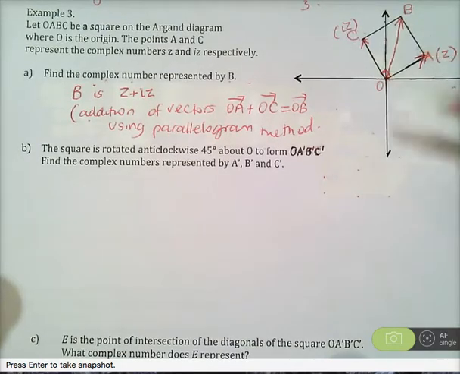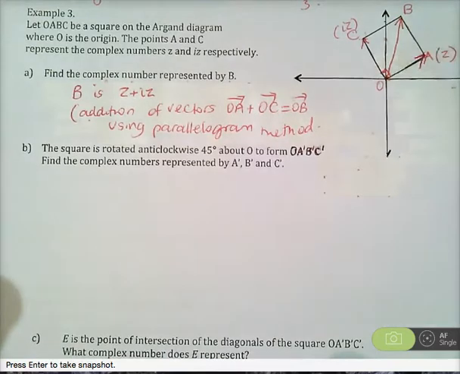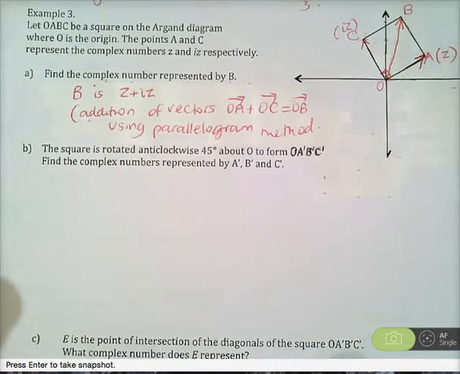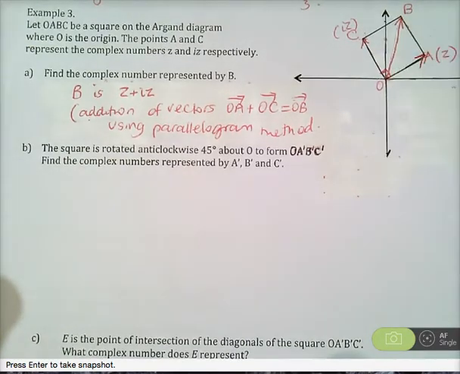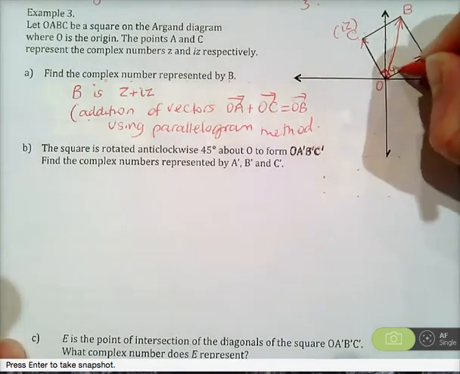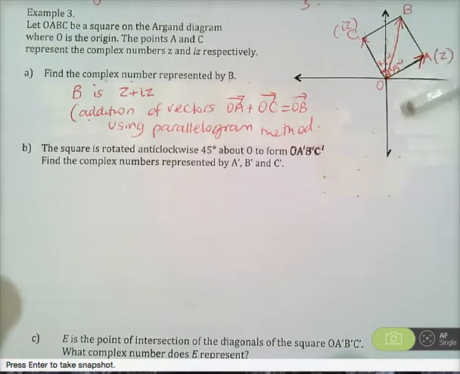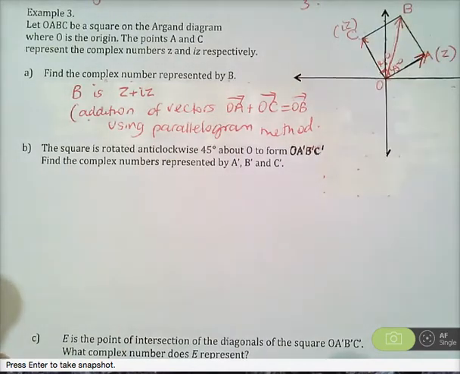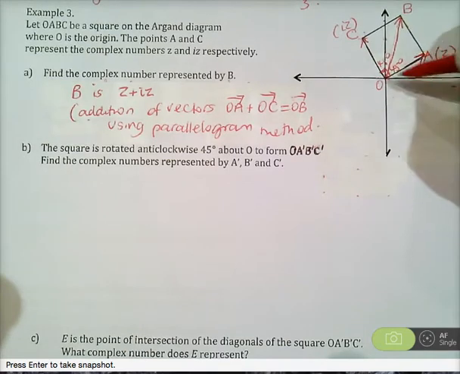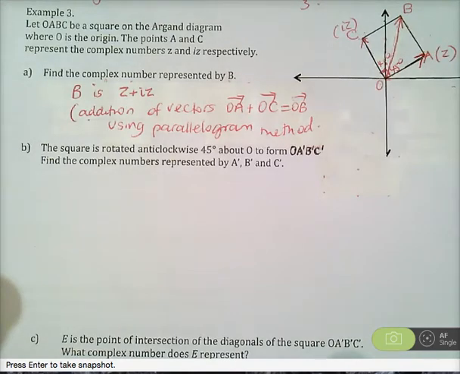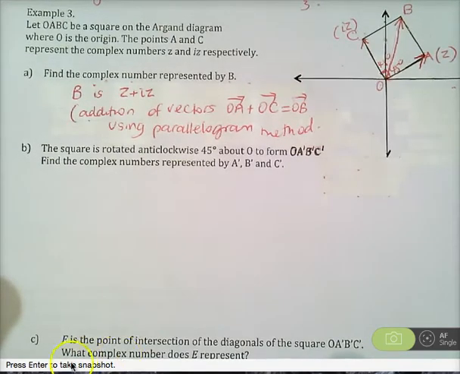Now we're going to form another square. The square is rotated anti-clockwise 45 degrees about O. Remember OB is actually the diagonal of the square. I should have drawn that with a ruler. And we know that the diagonals of a square bisect the angles of a square, so this is 45 degrees, and so is that there. So the square is rotated anti-clockwise, this way, 45 degrees about O, to form the square OA'B'C' and back to O. And then it says find the complex numbers represented by A', B' and C'.